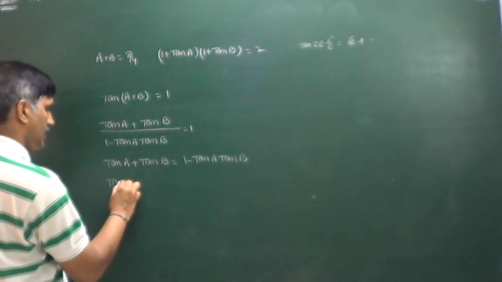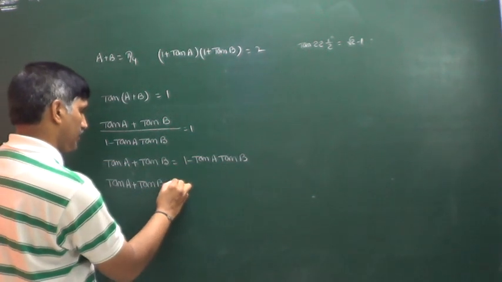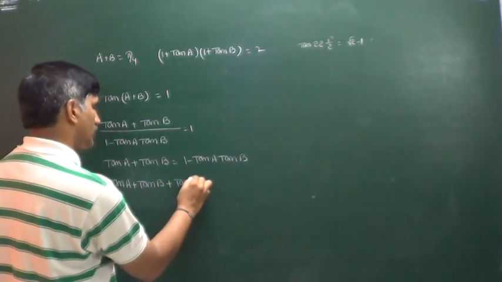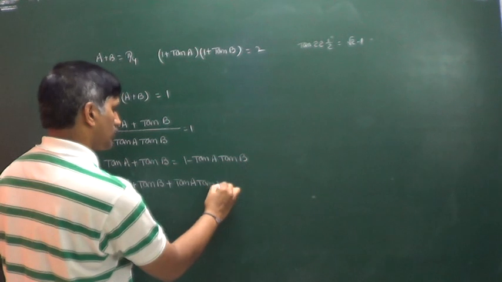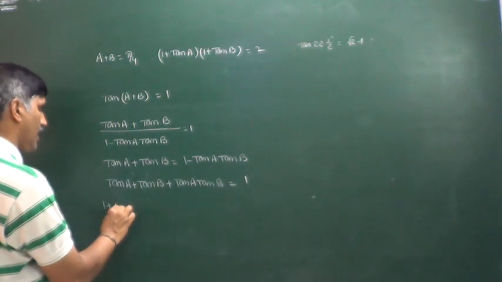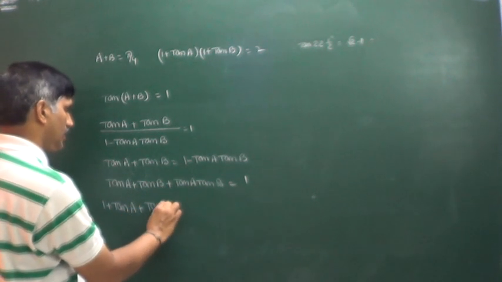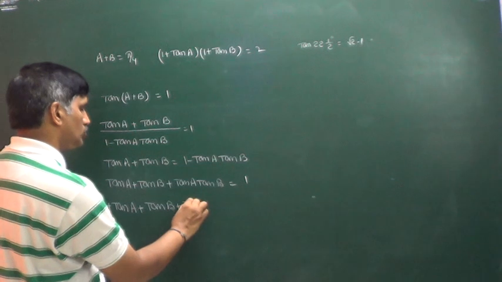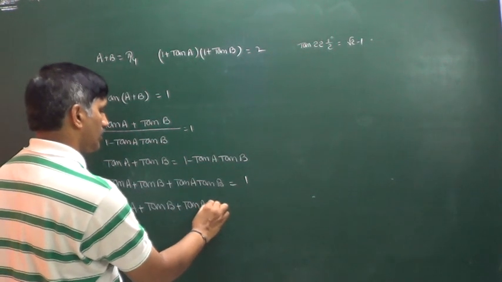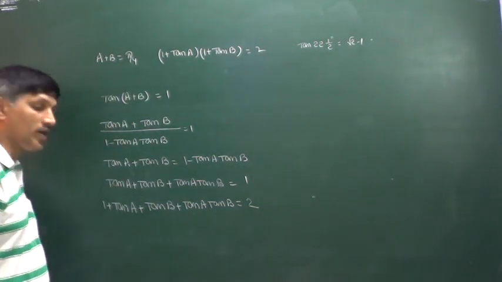So this we can write as tan A plus tan B plus tan A into tan B is equal to 1. Now what I am doing is, on both sides I am adding 1. 1 plus tan A plus tan B plus tan A into tan B is equal to 1 plus 1, which is 2. Both sides 1 added.